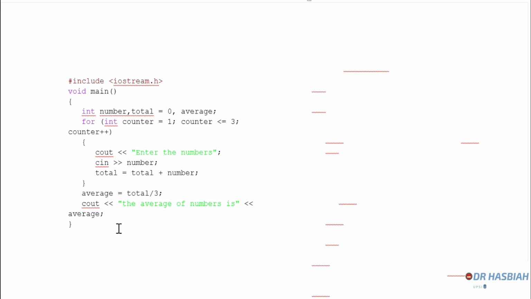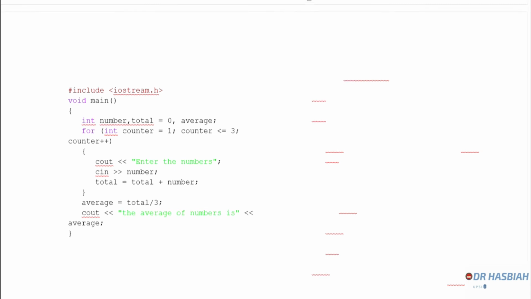So this is the solution for the second question. You have to remember that I use for in this case. You have to declare number, total and average, and the data type is integer. But if you want to use float, you can try that later, after this. So this is the solution for the second question.